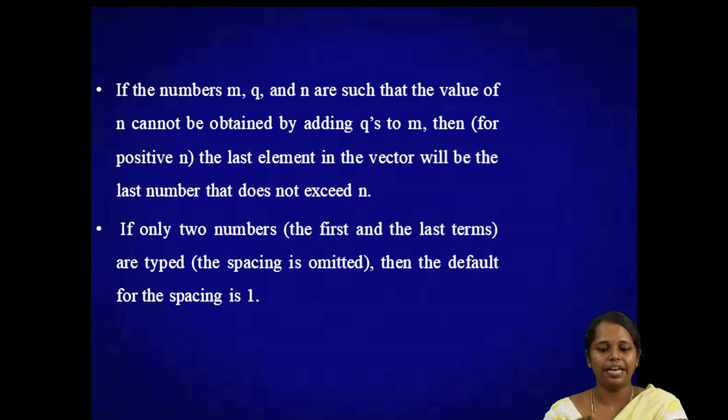If the last value cannot be obtained by adding q to m, then the last element in the vector will be the last number that does not exceed n. If only two numbers are typed, then the default spacing is 1. So we only have to give the first element and the last element, that is m and n. The default spacing value is 1.